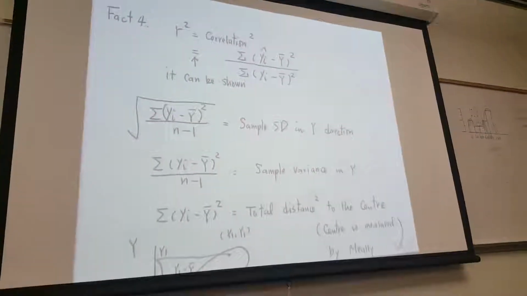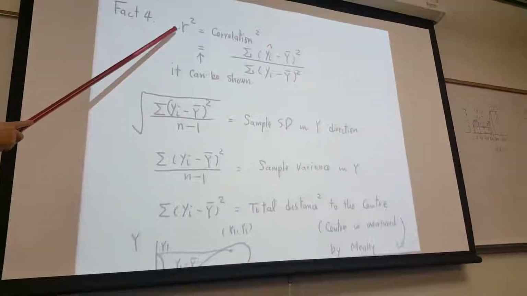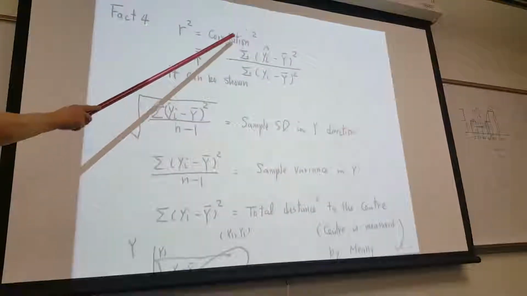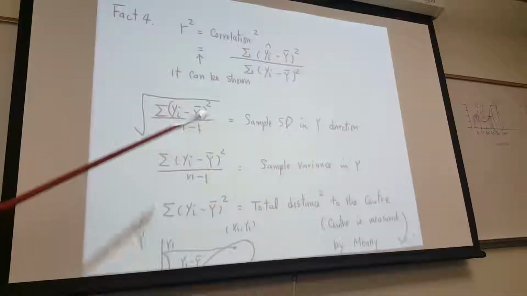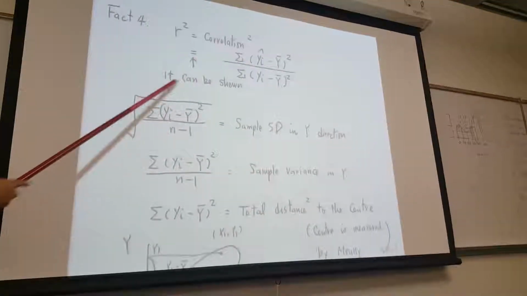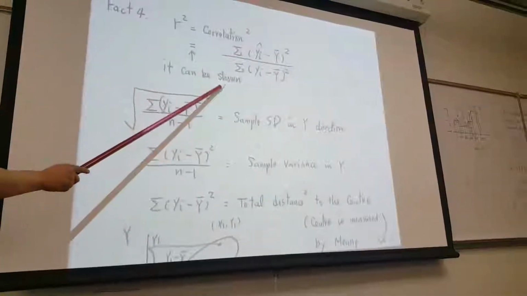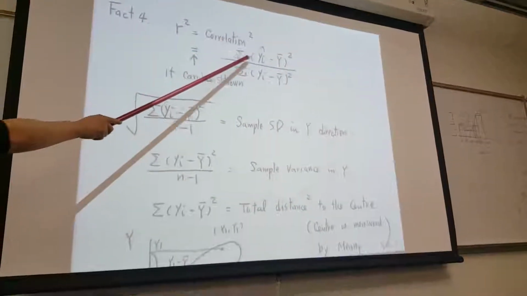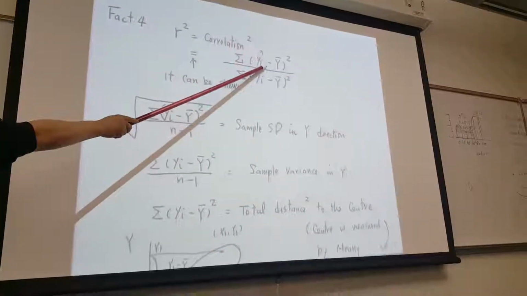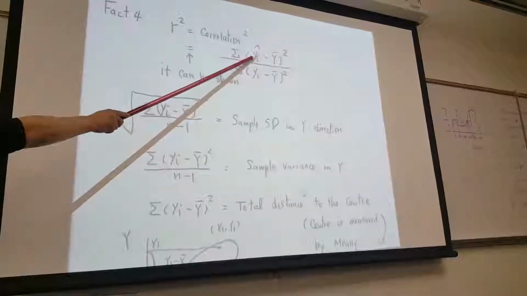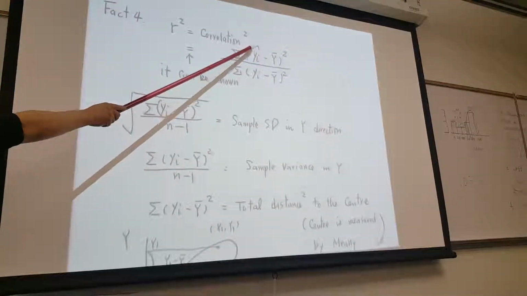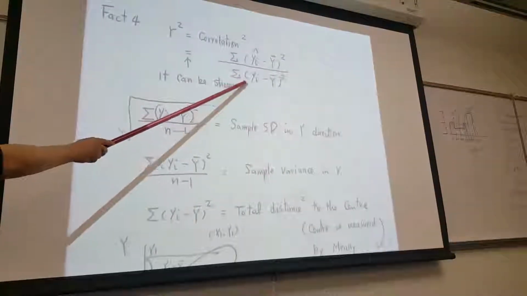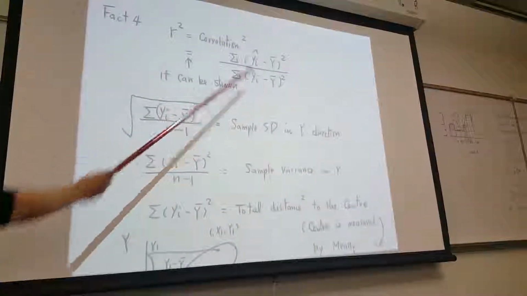Fact 4. Introduce you R squared. R squared is the correlation coefficient squared, okay? And in a more advanced course, they show, or you say it can be shown, that the correlation coefficient squared is the summation of yi hat minus y bar squared. Yi hat is a prediction value from your regression line, okay? And the denominator is the summation of yi minus y bar squared, okay?